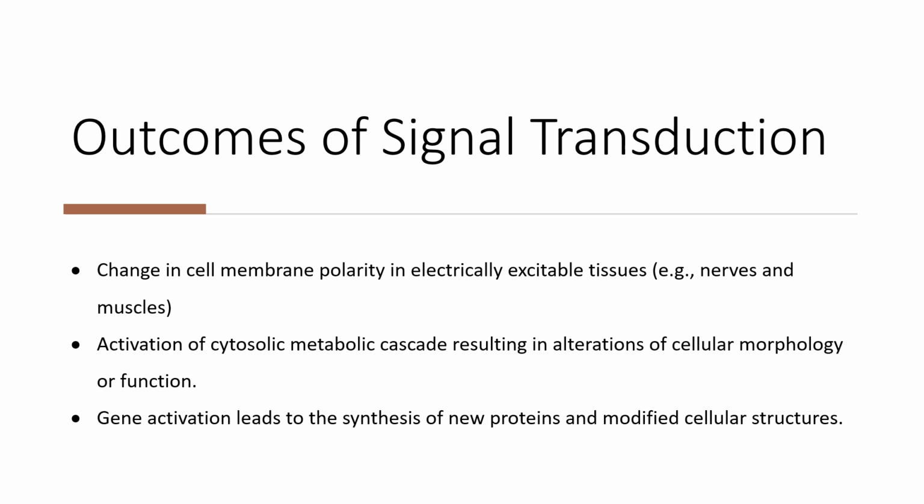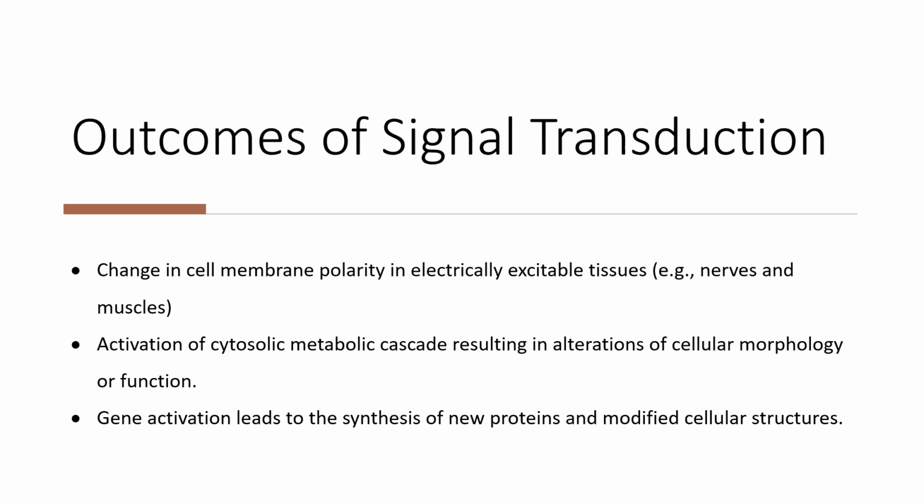Now that we discussed the roles of signal transduction, it's important to discuss the outcomes. The first outcome is a change in cell membrane polarity in the excitable tissues, such as the nerves and the muscles. There's also an activation of the cytosolic metabolic cascade, resulting in alterations of cellular morphology or function. And then it also leads to gene activation, where new proteins are synthesized, or there's a modified cellular structure.